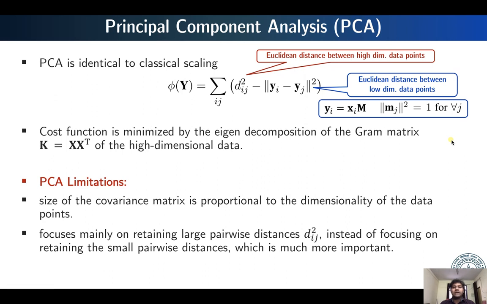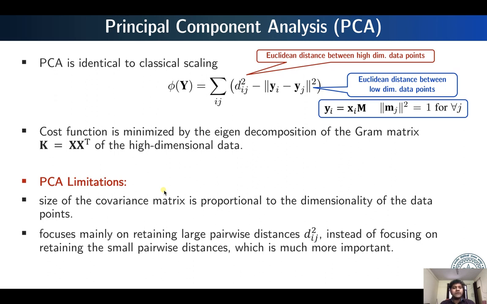Now there are some limitations with PCA. The eigen decomposition is computed on the covariance matrix, and the size of the covariance matrix is proportional to the dimensionality of the data points. So in cases where the data is very, very high dimensional, it becomes computationally expensive.